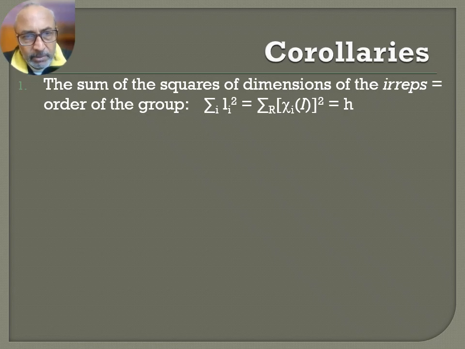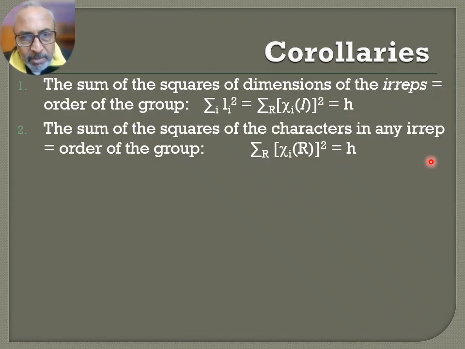With that, let us now return to the great orthogonality theorem and its corollaries. The first corollary is that the sum of the squares of the dimensions of the irreducible representations is equal to the order of the group. Thus, sigma i l_i squared is equal to h, the order of the group. The sum of the squares of the characters in any irreducible representation is equal to the order of the group. That is, sigma R chi_i of R squared is equal to h.